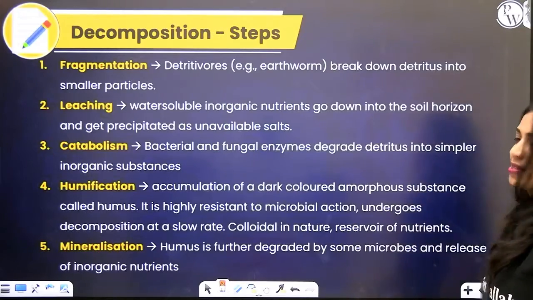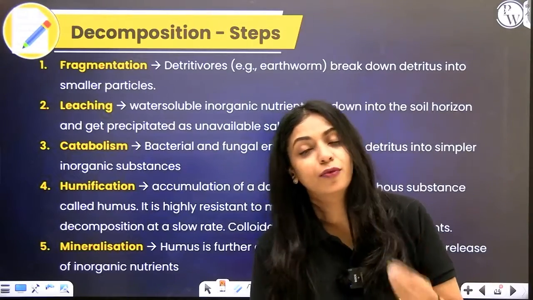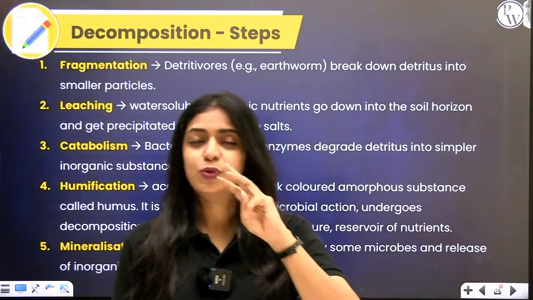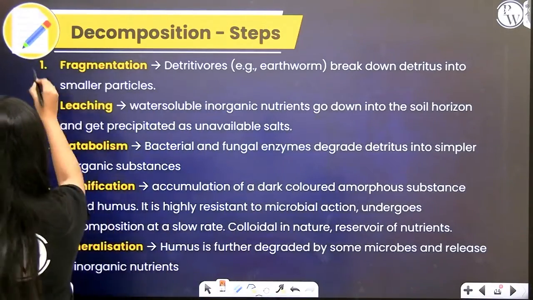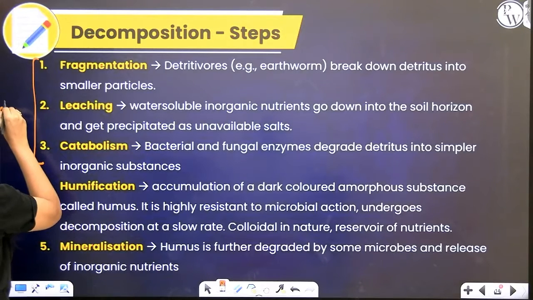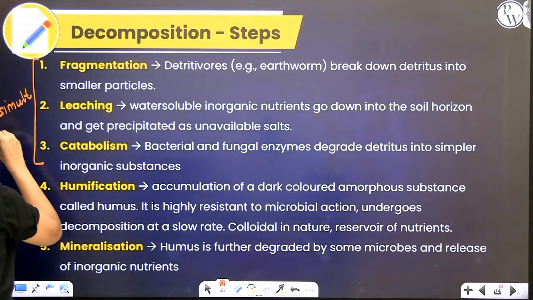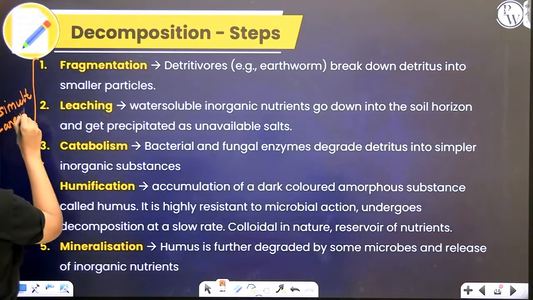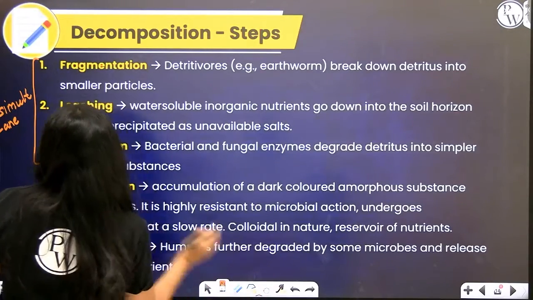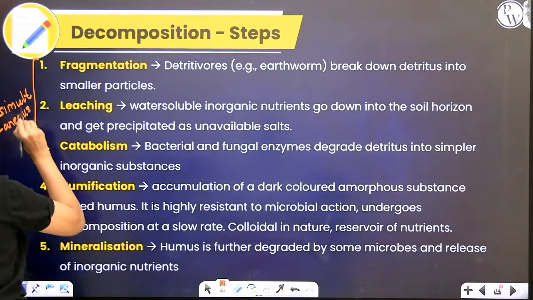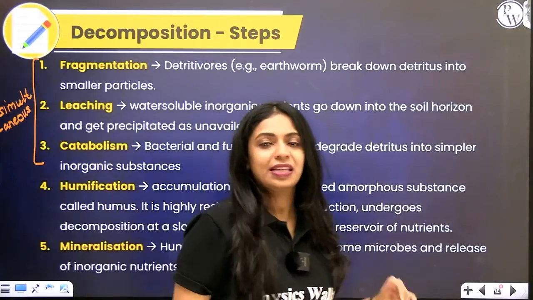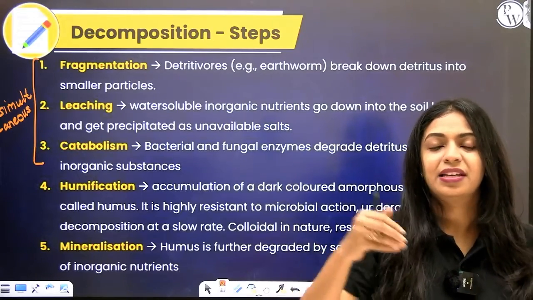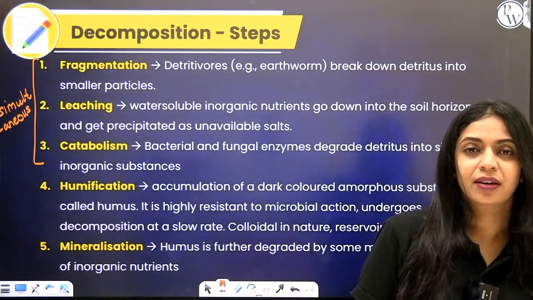Now let's try to understand what are the steps involved in the process of decomposition. I'm going to say step 1, step 2, step 3, but I want you to understand that all of these processes are happening simultaneously. Though in your notes, what is the spelling of simultaneous? I've forgotten the O here. Yeah. So though these are given as 1, 2, 3, all of those processes are simultaneously happening on the detritus.